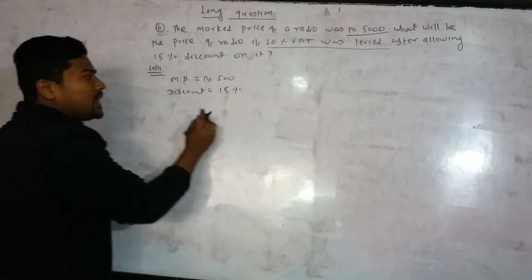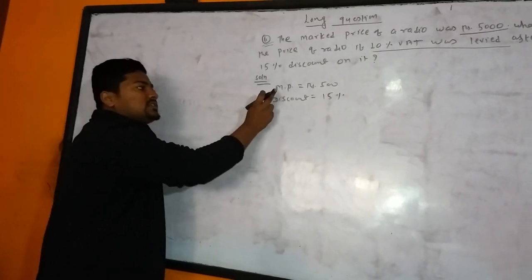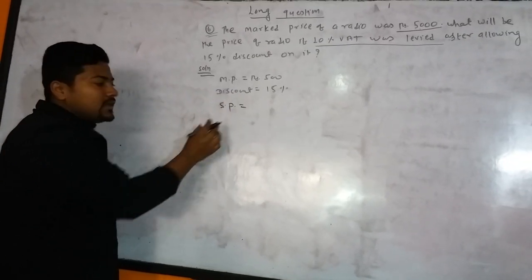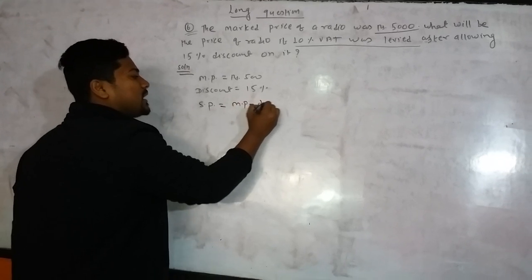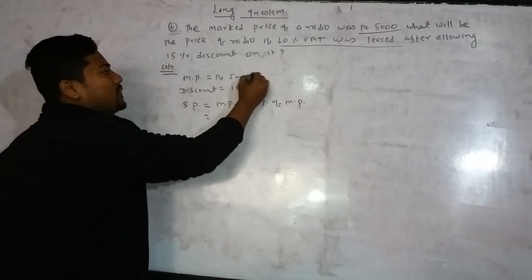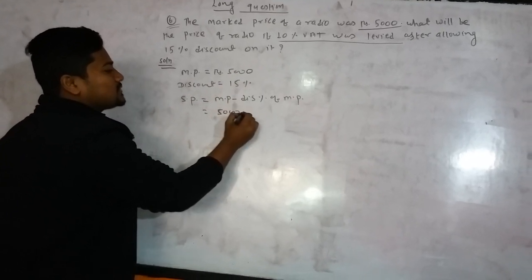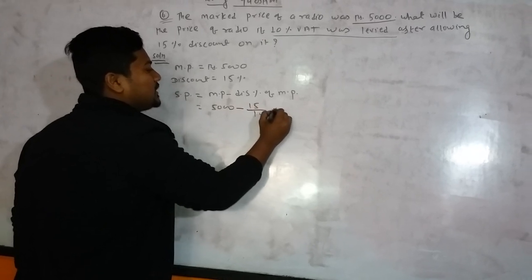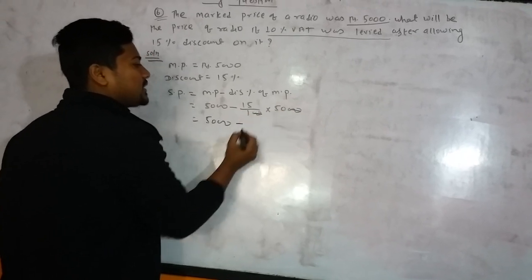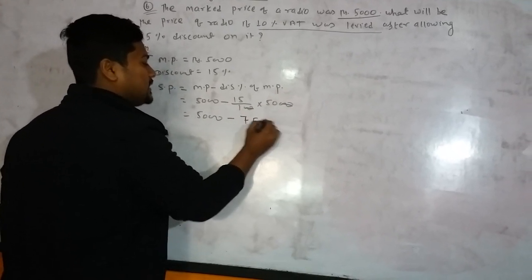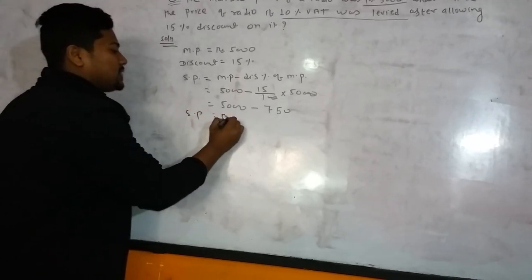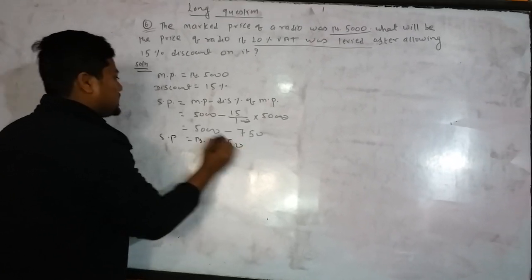What is the discount percentage given? 15% discount given. So now I make one chart here. MP, discount, then you can find the discount amount or SP directly. The SP formula is MP minus discount percentage of MP. Always the same rule. So MP, what value is given? 5000. 5000 minus discount percentage 15 upon 100 into 5000. So 5000 minus, now 00 cancel, 15 into 50, what will come? 750. So 5000 minus 750, what will come? 4250. Yes, very good. 4250. This is the SP.